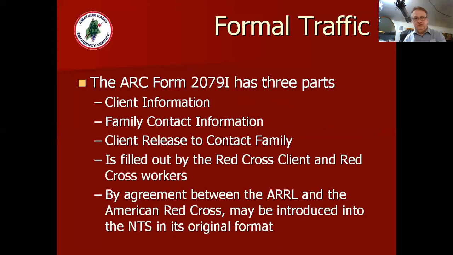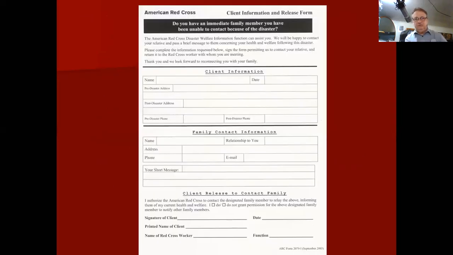This is the other form that they often have. Again, there are times we do work with the Red Cross, but we're trying to mend that bridge right now. And this one has 3 parts: client information, family contact information, and client release to the contact family. It is filled out by a Red Cross client and Red Cross workers. And by agreement between the ARRL and the Red Cross, it may be introduced into the national traffic system in its original format. That's special because typically it's the ARRL format that we use.